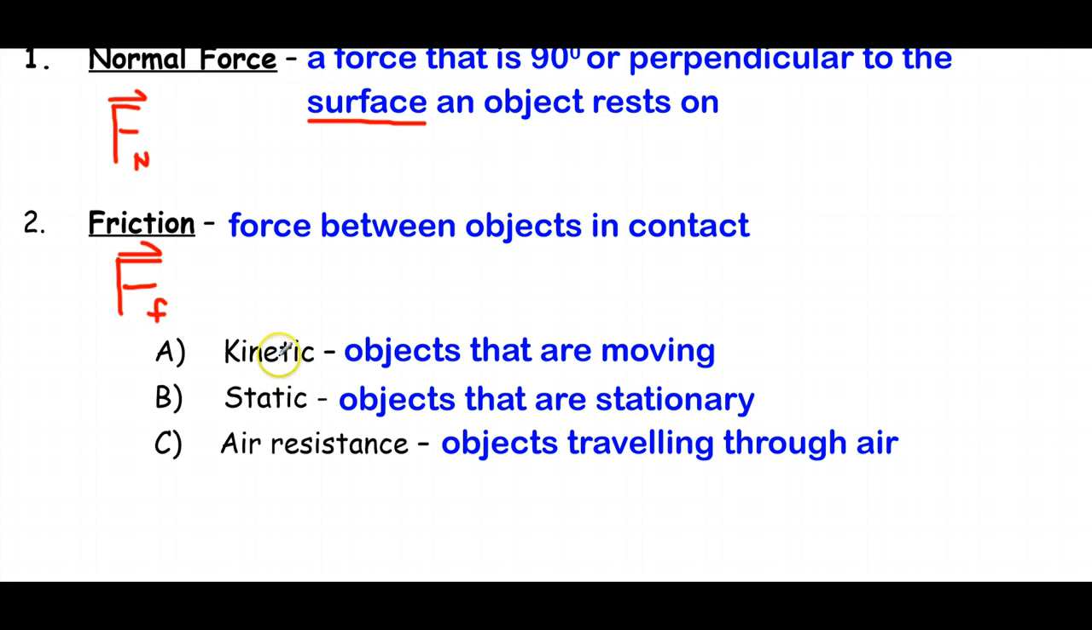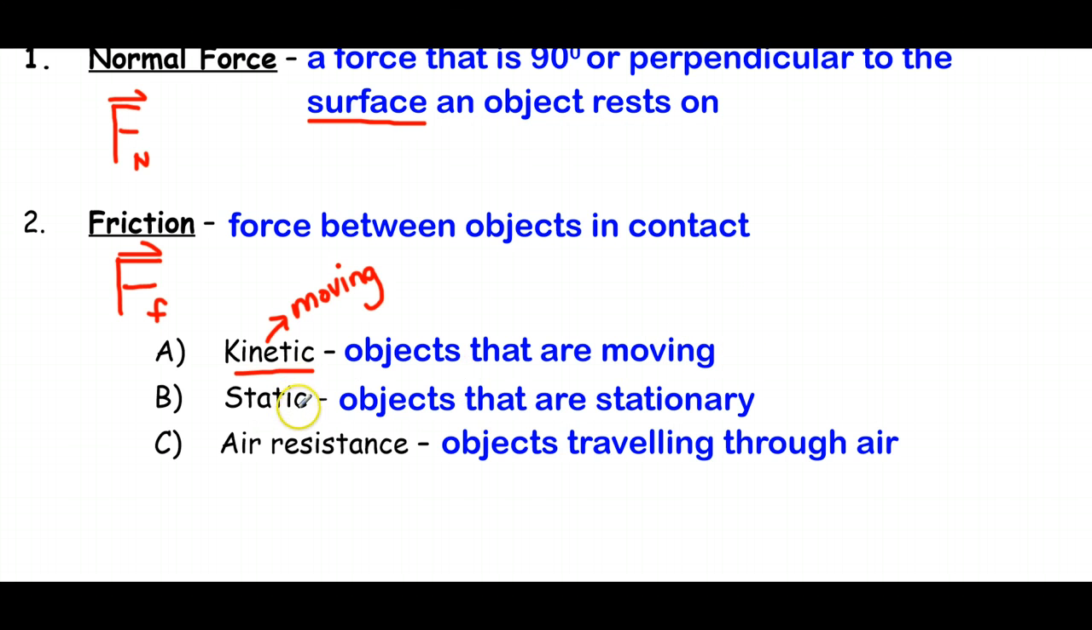Now there's 3 different types you can have, and you guys can relate to these. Kinetic represents moving. Anytime you see this word, it refers to something that's moving. So if you think about, let's push a desk across the floor. You know that it's difficult because if that desk is heavy, it's going to create a contact force between the bottom of the desk and the floor, and you have to overcome that contact with the friction of the floor. Okay, so that's for anything that's moving.